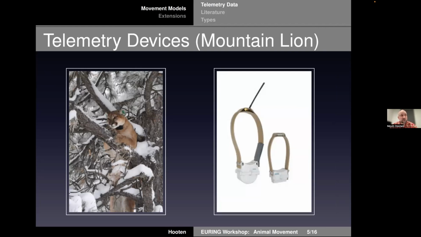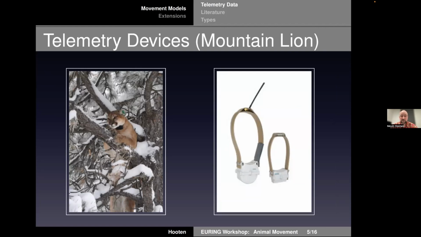And when we say that, it could be a variety of different types of data, but for the most part today, we'll focus on the type of telemetry data associated with recording or the observation of positions or locations of individuals over time. And so we can do that with a variety of these devices.